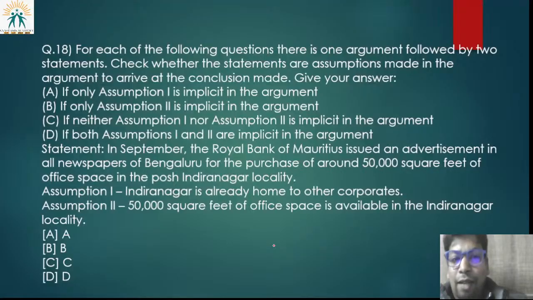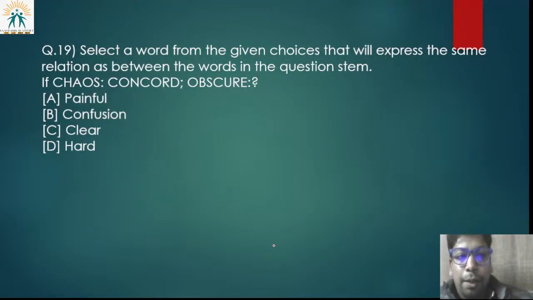Now, when you put an advertisement in all the newspapers for the purchase of around 50,000 square feet of office space, then are you assuming that it is available? No, when you put an advertisement, you put an advertisement of intent. Okay. So you are just putting an advertisement saying that I intend to purchase it. But that does not ensure that the space is actually available. Right? So hope it's clear why C is correct. Let's go for the next one.